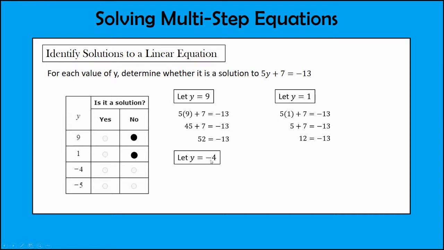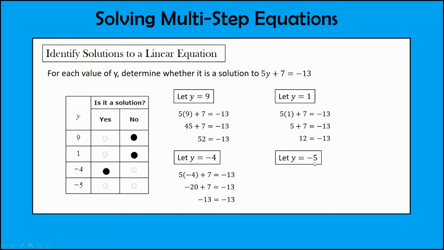Let's let y equal -4. So take our equation, substitute in the -4. We're going to get -20 plus 7 equals -13. And we get -13 equals -13. That's a true statement. So -4 is a yes. It makes our equation true.